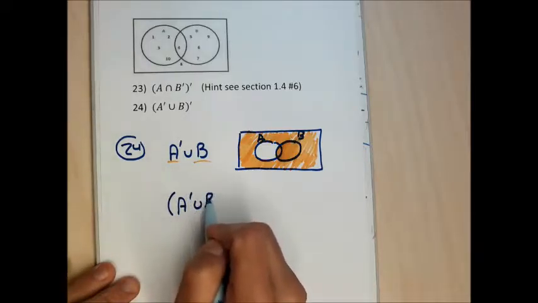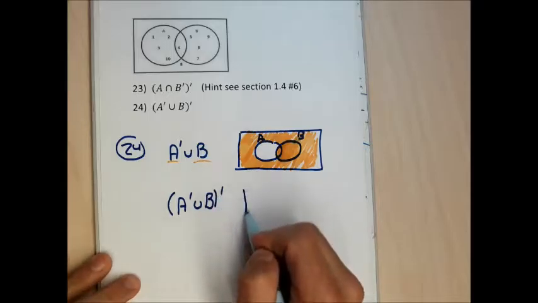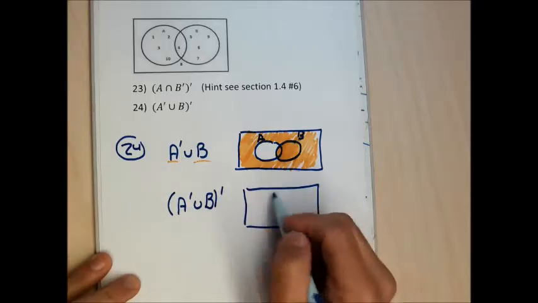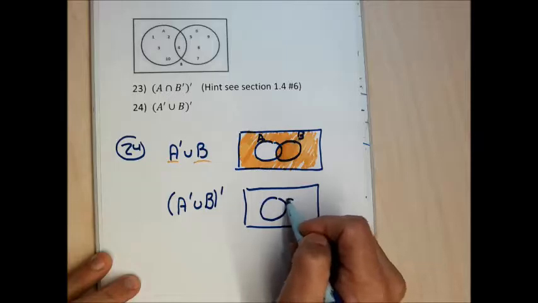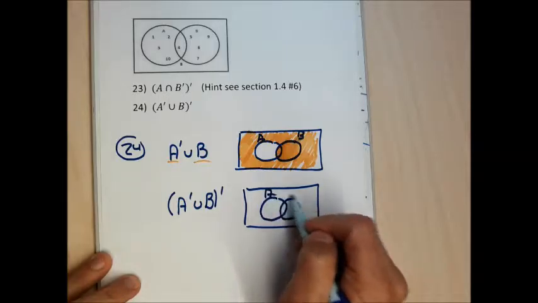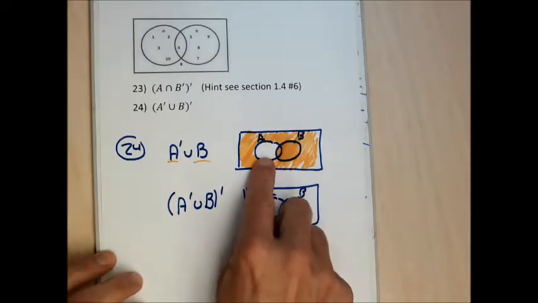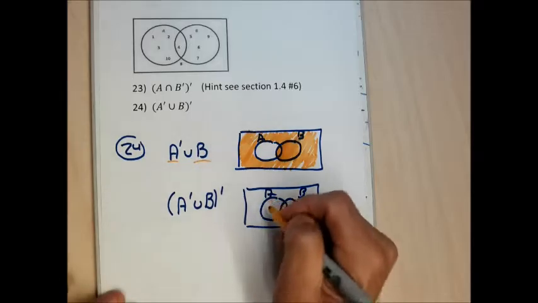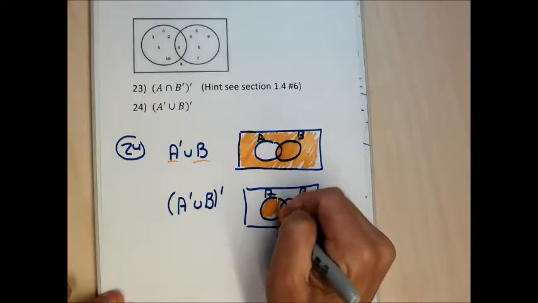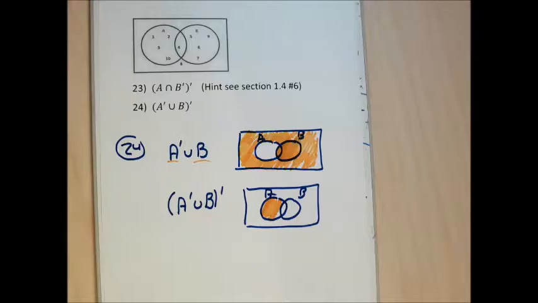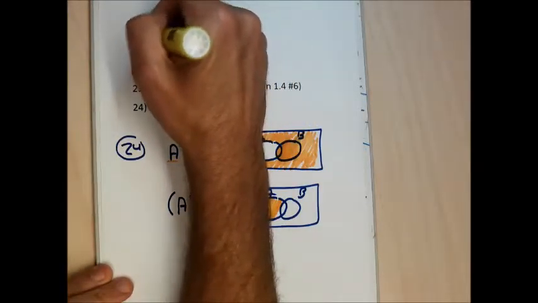I need the complement of what I've just drawn there, and that's a super easy complement to draw because anything that's white becomes colored, anything that's colored becomes white, and so that little region right there is going to be the only region that winds up being colored. I'm going to transfer that to my diagram that's given to me.